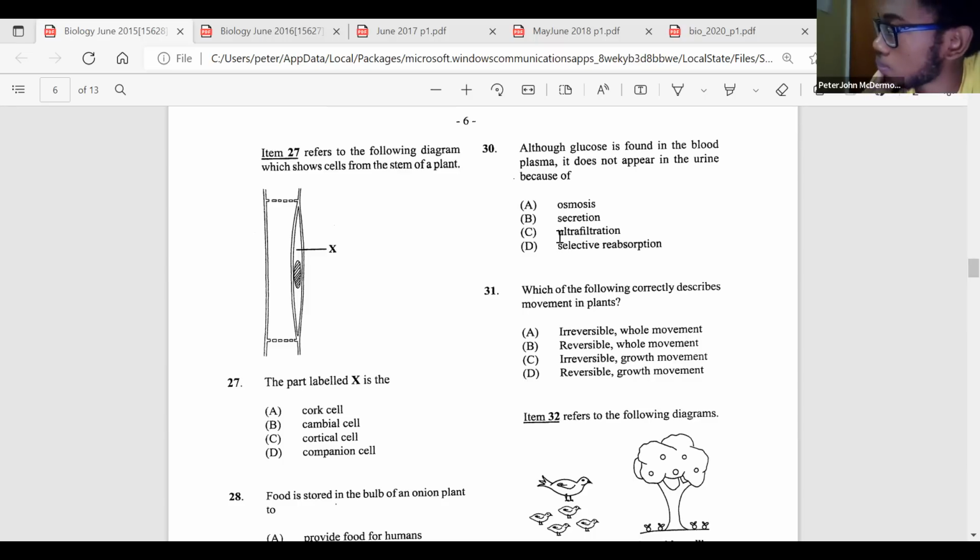Wait, honestly, give me a second. I'm gonna think about it, guys. Yeah, it's either ultrafiltration or selective reabsorption. I'm thinking maybe it's D, right? Because ultrafiltration is a process by which you'd be getting out of the glomerulus, right? So maybe D. I probably say D. Let me check my answer sheet. Yeah, I don't know why I've not been checking it. They say C, but I don't really trust that.